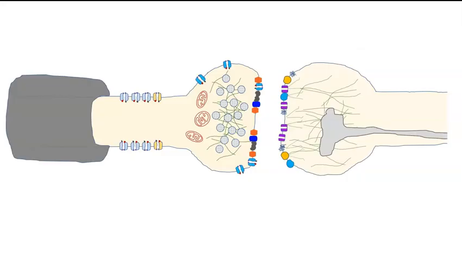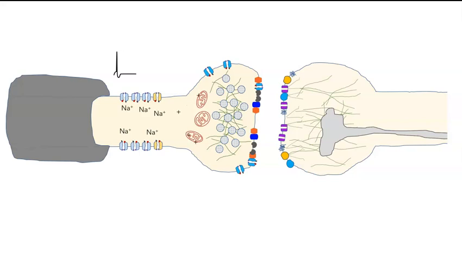I want to talk about the events that are going to lead to transmitter release. When an action potential arrives at the terminal, well, we know what happens. In the axon, the action potential has been a traveling wave of excitation where voltage-gated sodium channels have been opening up, allowing sodium to flow into the cell.